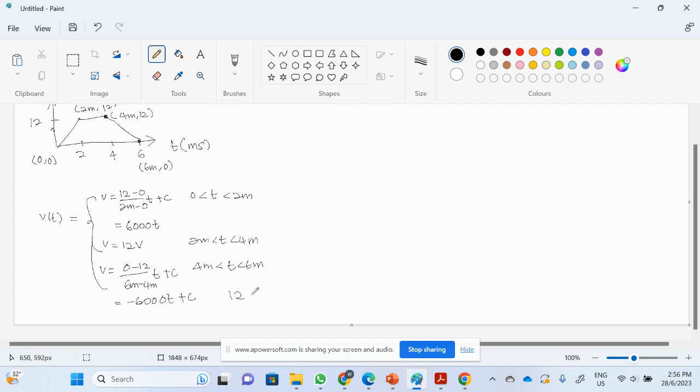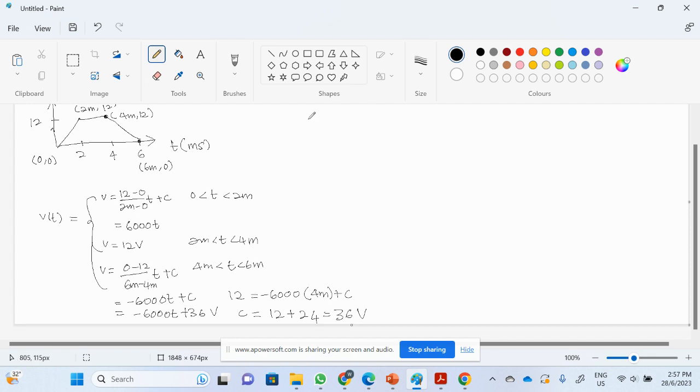So V sama dengan 12, negative 6,000, t dia 4 mili plus C. So daripada sini kita tahu yang C adalah 12 tambah dengan 24 kan. 4 mili darab 6,000 dapat 24. So bawa ke sebelah kiri, it's plus. So C is 36 volt. So definitely equations kat sini adalah negative 6,000 t plus 36 volt. Okay. Itu baru baca. Kita baru baca.